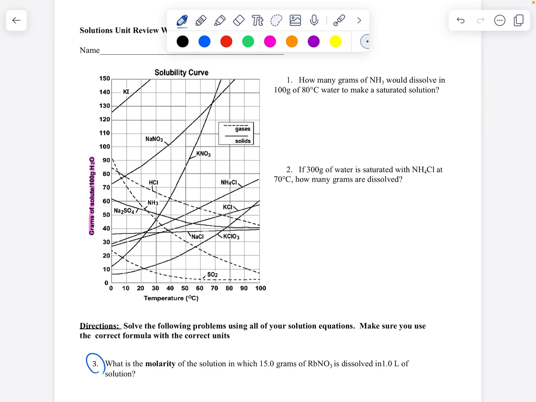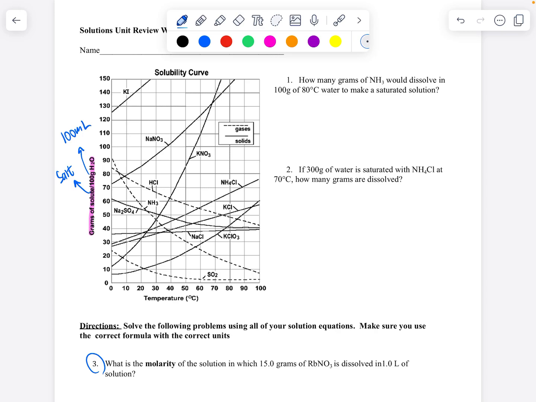So what does that even mean? It means, okay, how many grams of solute, which also means salt. I like to use the word salt to refer to these solutes. How much salt can I dissolve in 100 grams of water? That is equivalent to 100 milliliters of water, okay?